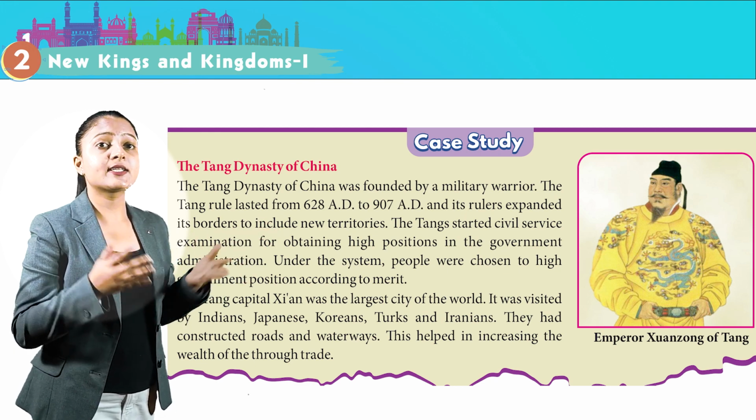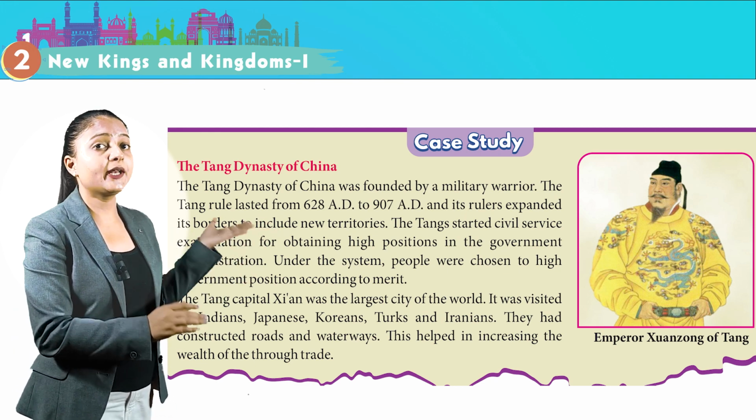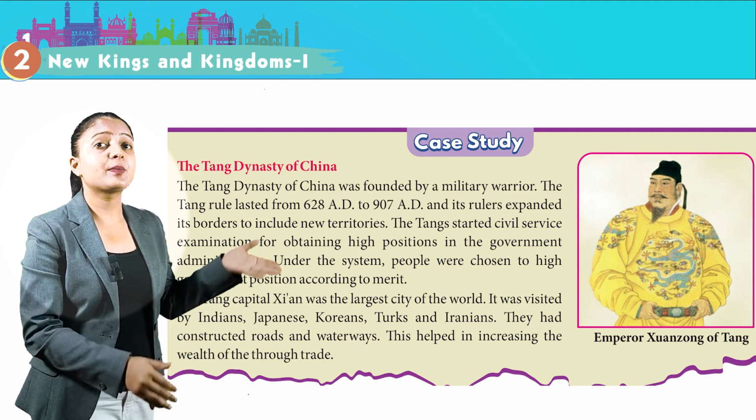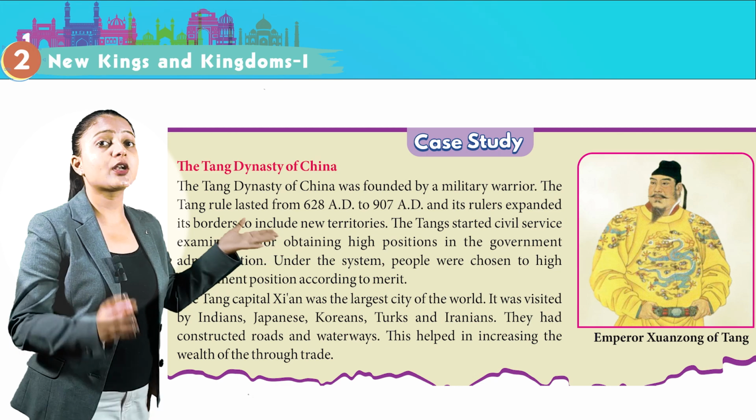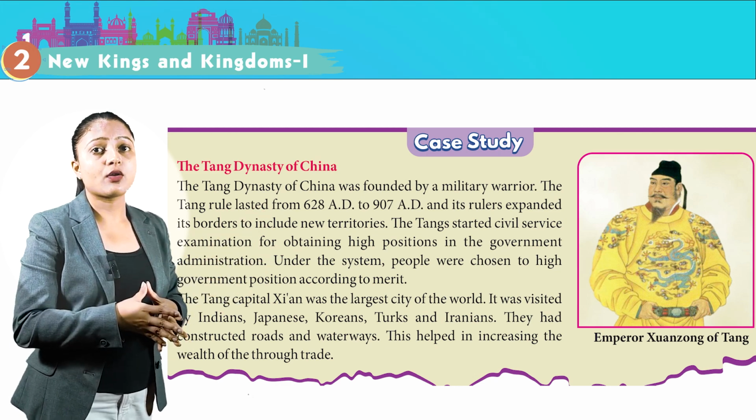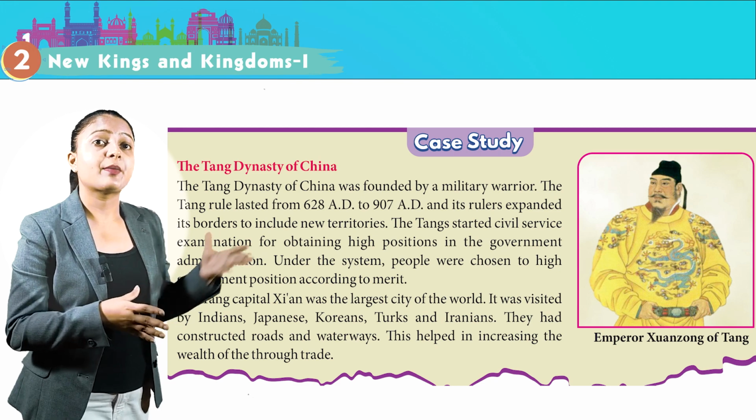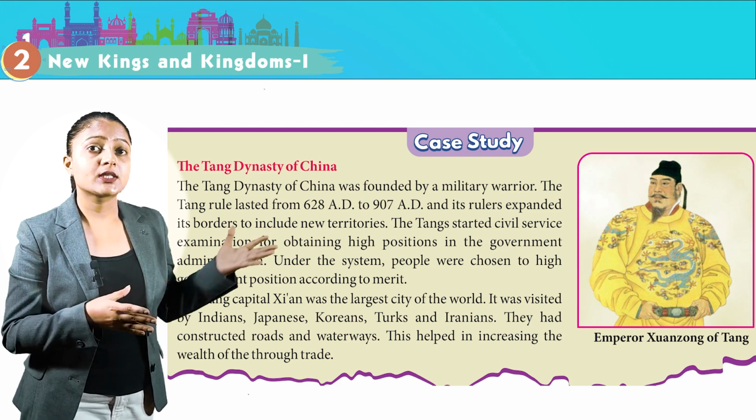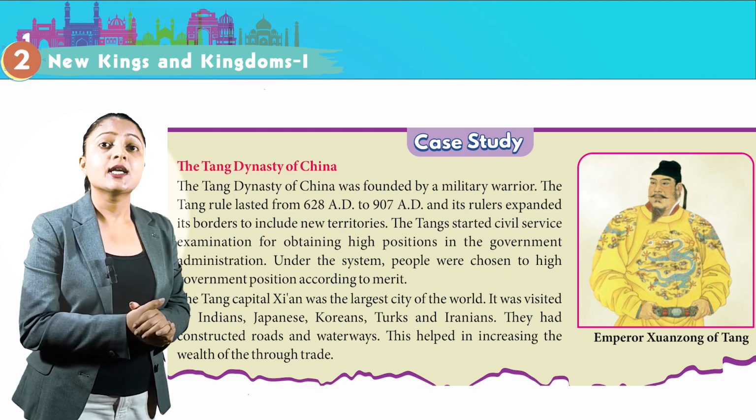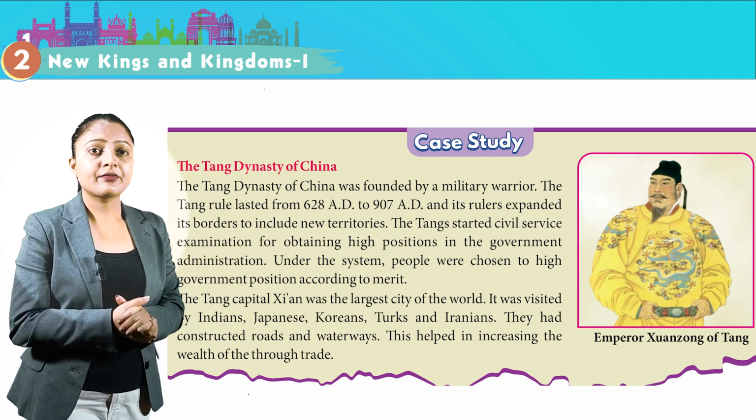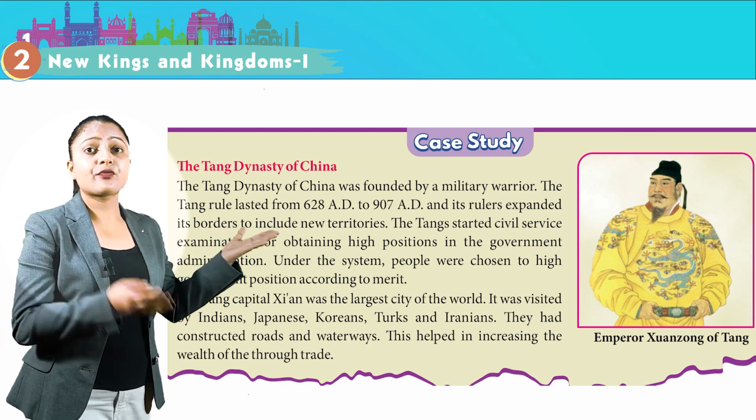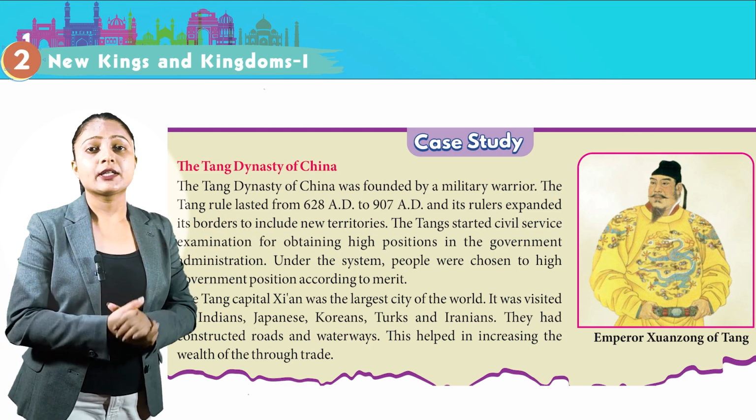The Tang started civil service examination for obtaining high position in the government administration. Under the system, people were chosen to high government position according to merit. The Tang capital Xi'an was a target city of the world. It was visited by Indians, Japanese, Koreans, Turks, and Iranians. They had constructed roads and waterways. This helped in increasing the wealth of the Tang capital through trade. This is the image of Emperor Xuanzong of Tang.